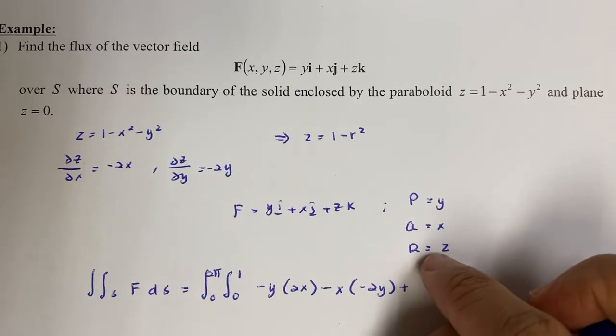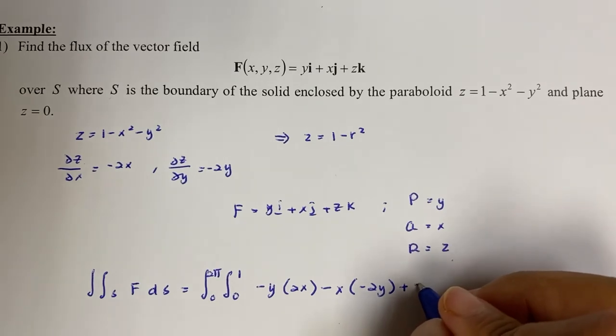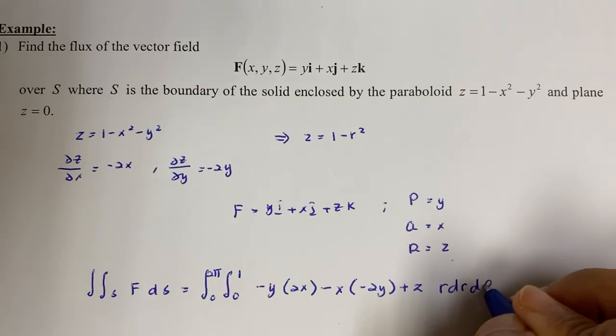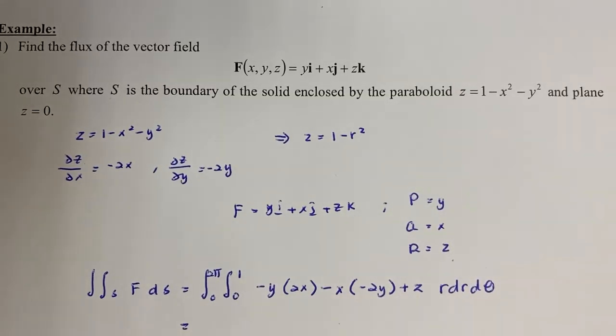1 multiplied by k. R multiplied by k, so z. So r dr d theta. And then, as usual, you need to solve for the double integration.